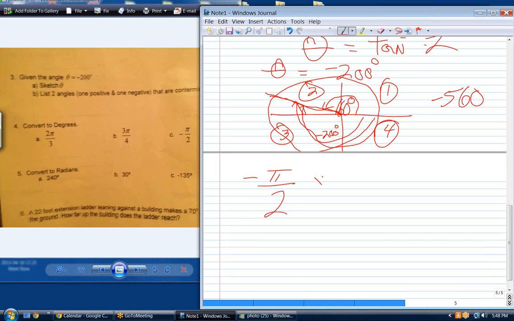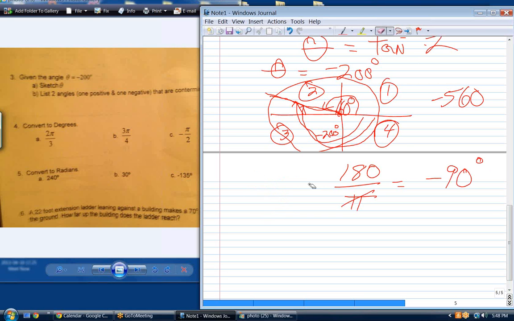Conversion factor? It'd just be 180 over pi. Doesn't matter whether it's negative or not. That's right. Okay. And then would it just be 180 divided by 2 then? Oh, it'd be a negative though. Minus 90 degrees. Okay? It's not too bad. No, it isn't. Once you get the hang of it.